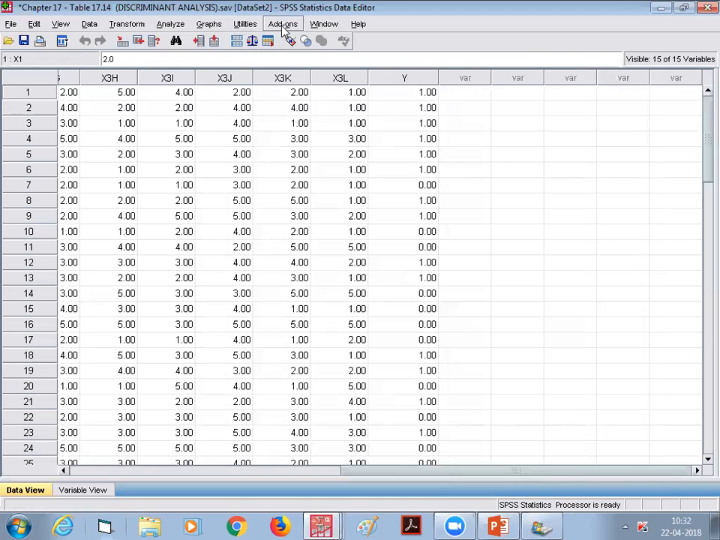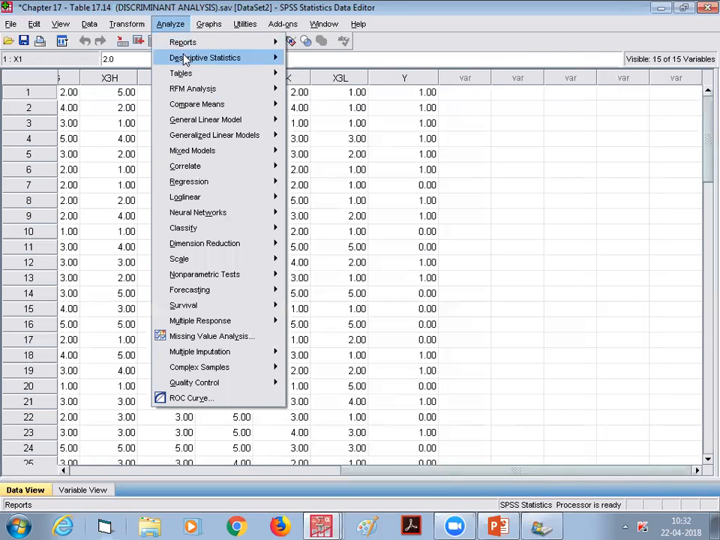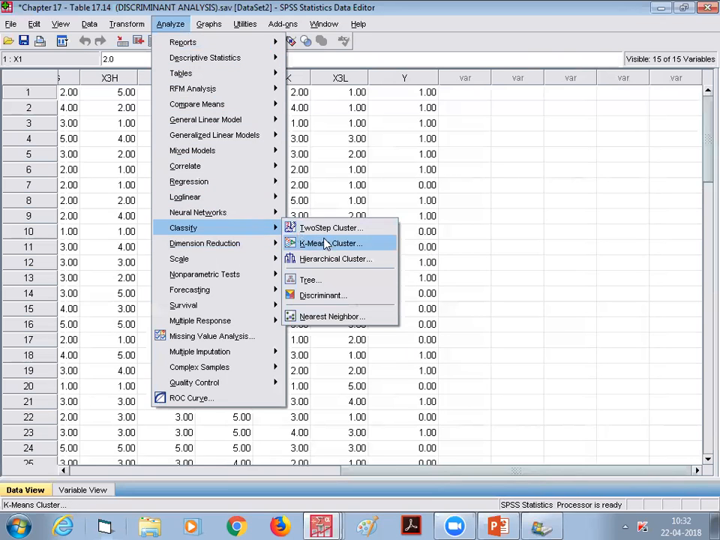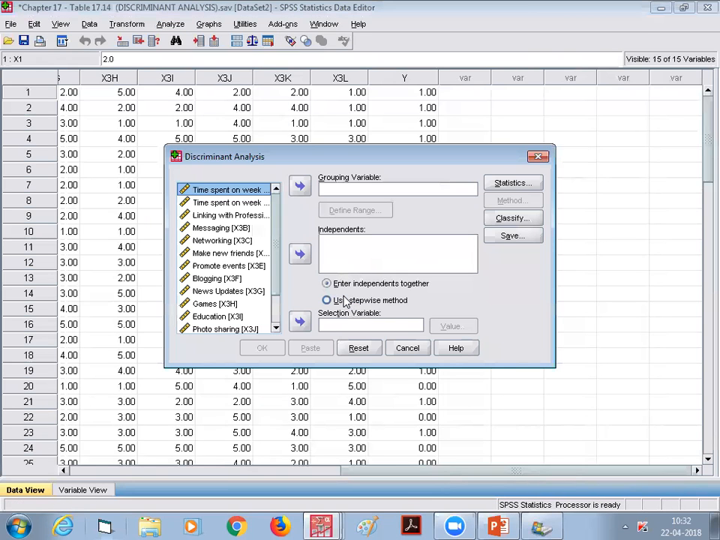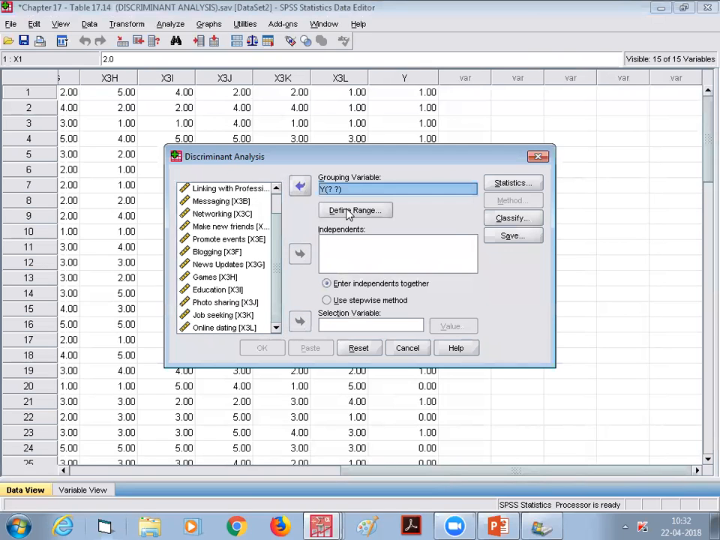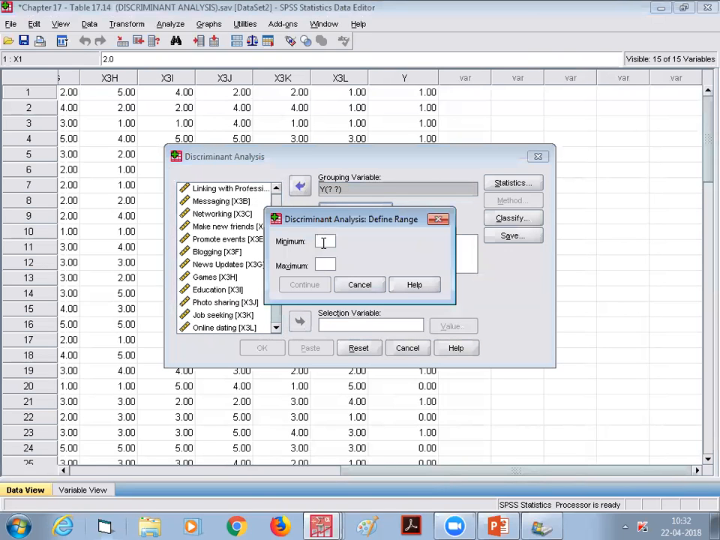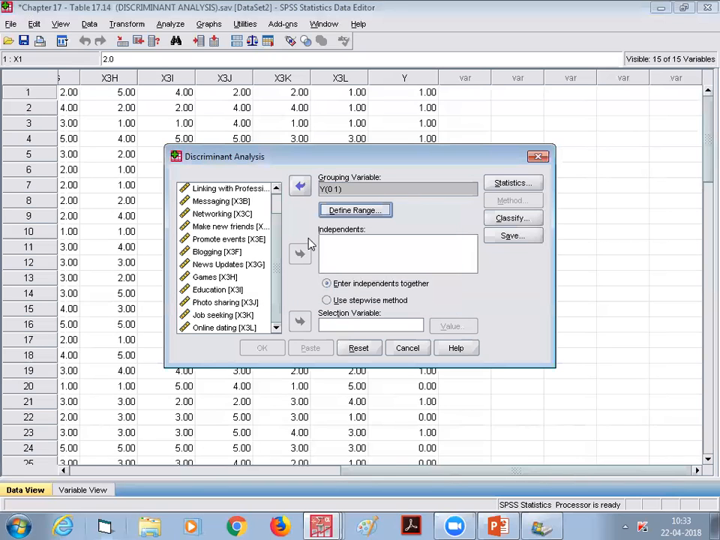Go to Analyze, then Classify. In Classify, you have to go for the discriminant model. Then, the grouping variable is what? The last one, y, is our grouping variable. Then define a range. Minimum is 0, maximum is 1. Continue. Then here you have to take all these variables.